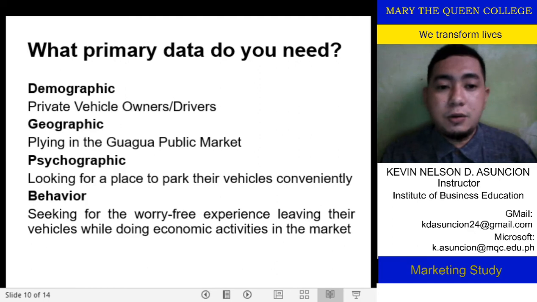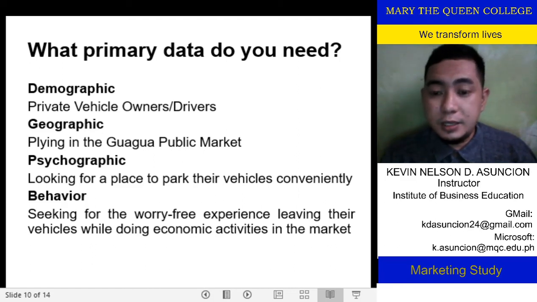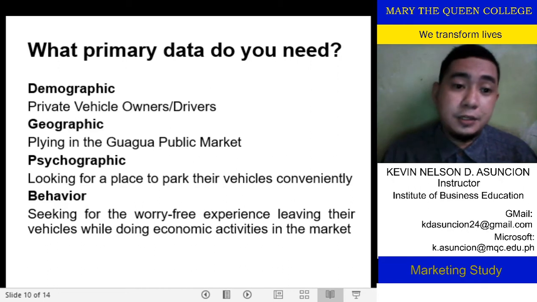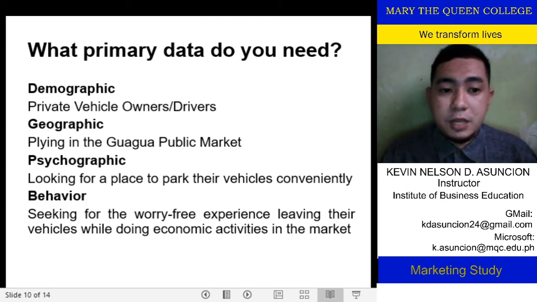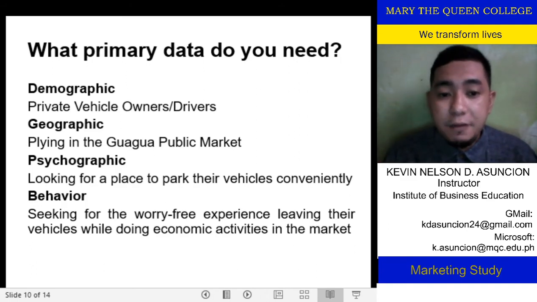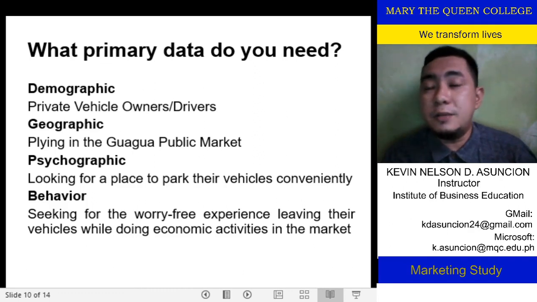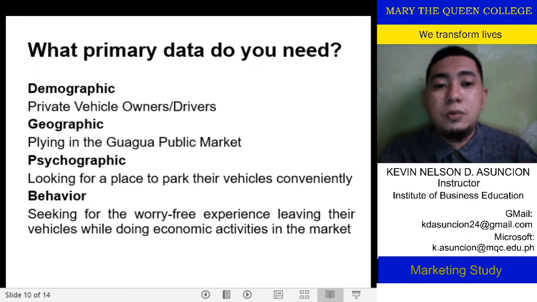First, you need to process what type of market they belong. So, demographic, ano yung role nila, like private vehicle owners or drivers ng mga sasakyan. Geographic, saan? Dumadaan sa Guagua Public Market o namamalengke sa Guagua Public Market. And psychographic is looking for a place to park their vehicle. So it's talking about convenience. That's psychographic. And the behavior is seeking for a worry-free experience leaving their vehicles while doing economic activities in the market. Namamalengke o kaya nagtitinda sa palengke para hindi lang nakahambalan sa palengke. So these are the primary data that I need.